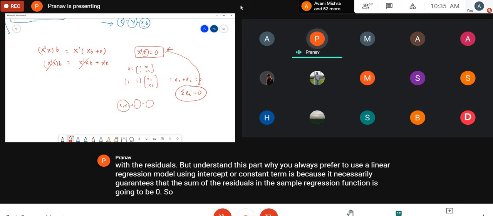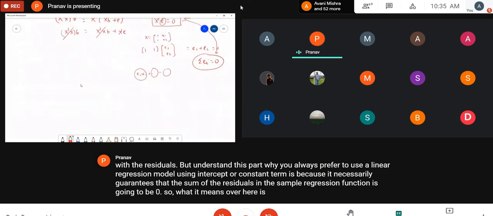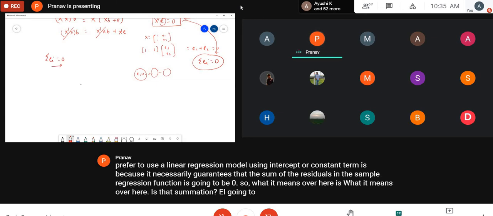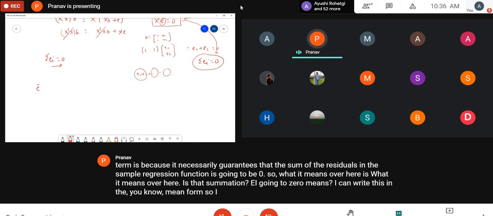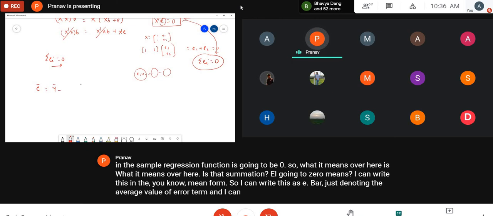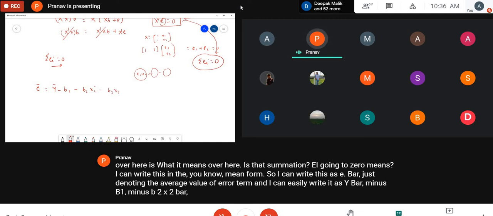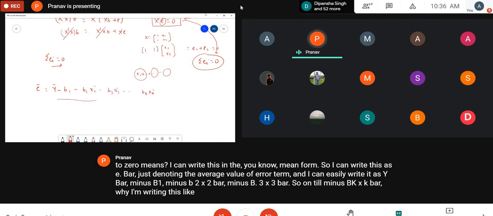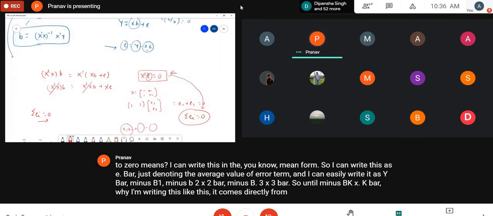So what it means over here is that summation ei going to 0 means I can write this in the mean form. So I can write this as e bar, just denoting the average value of the error term. And I can easily write it as y bar minus b1 minus b2 x2 bar minus b3 x3 bar, and so on till minus bk xk bar. Why am I writing it like this? It comes directly from here, y minus xb, and I'm taking the average value from both the sides.